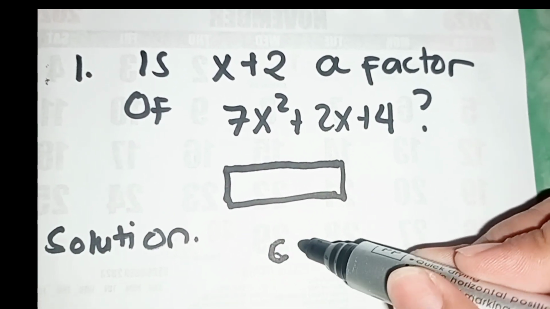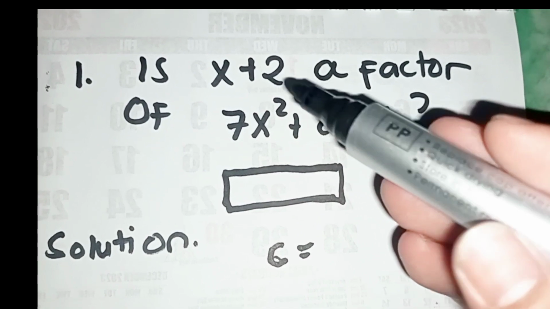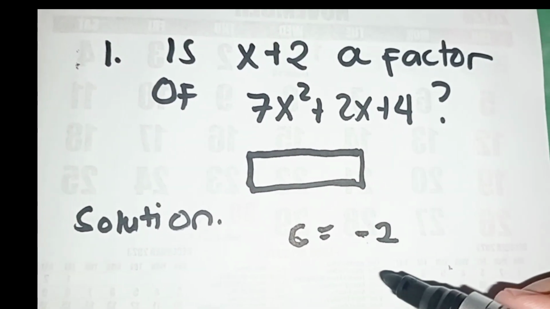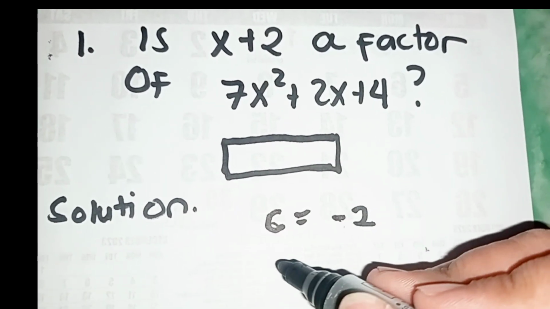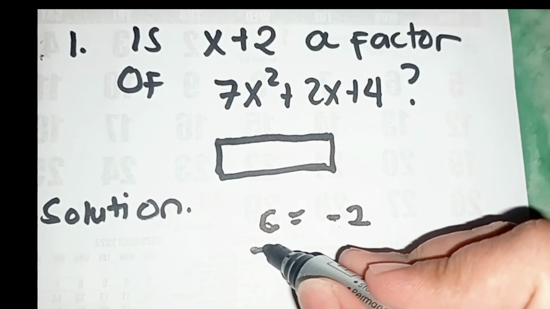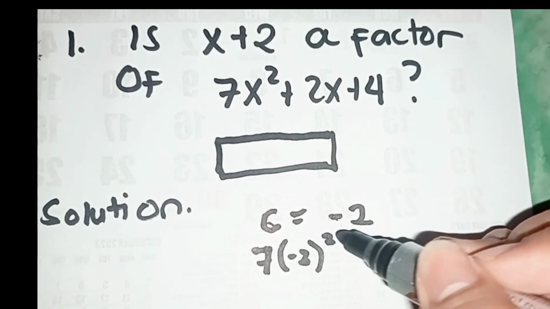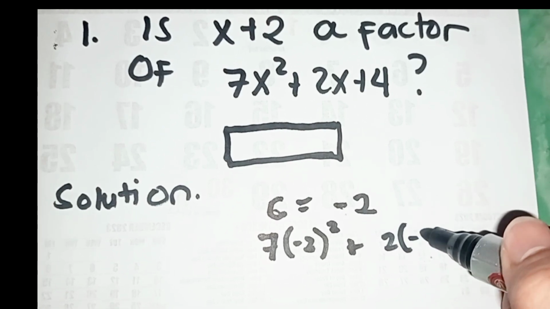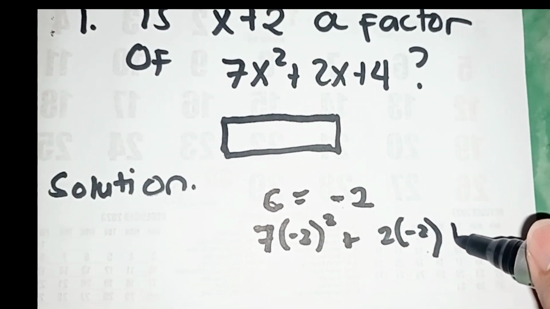So the c would be the opposite of positive 2, so negative 2. So let's substitute that negative 2 to all of the x's in this given polynomial. So 7 times negative 2 raised to 2, plus 2 times negative 2, plus 4.